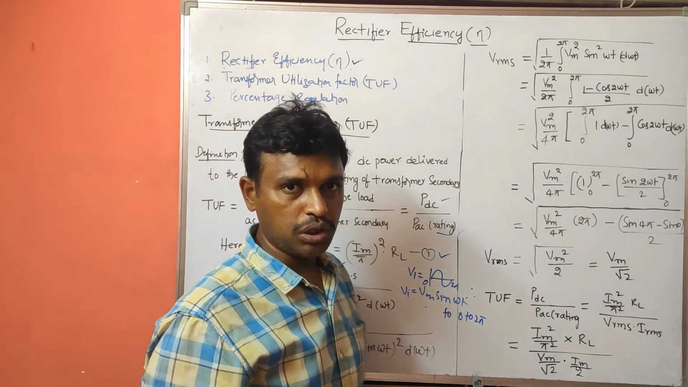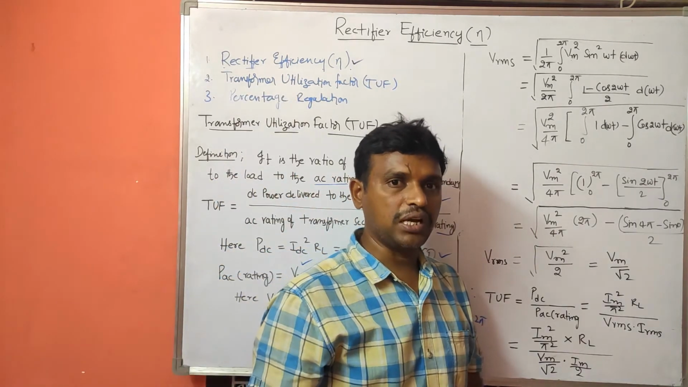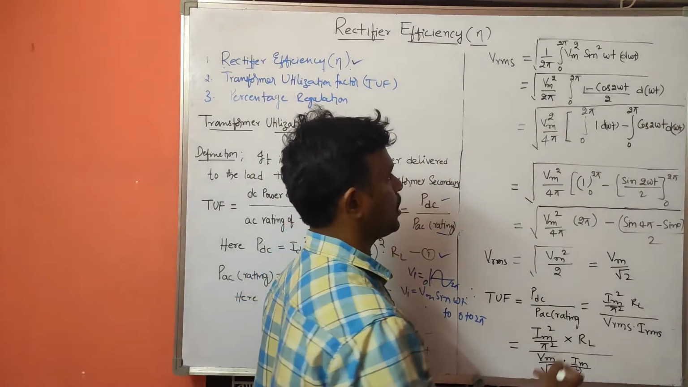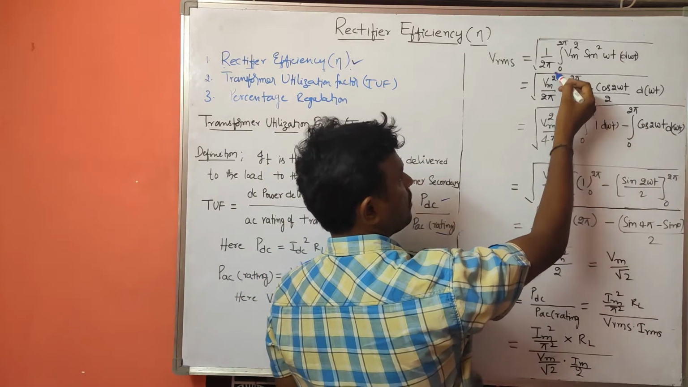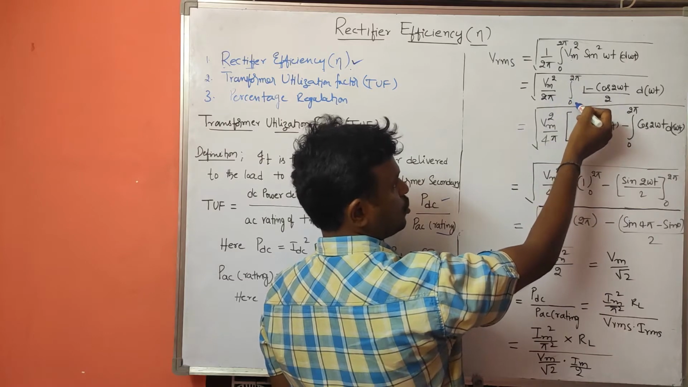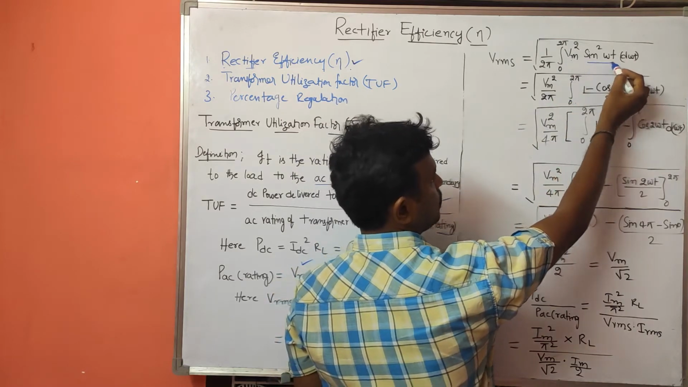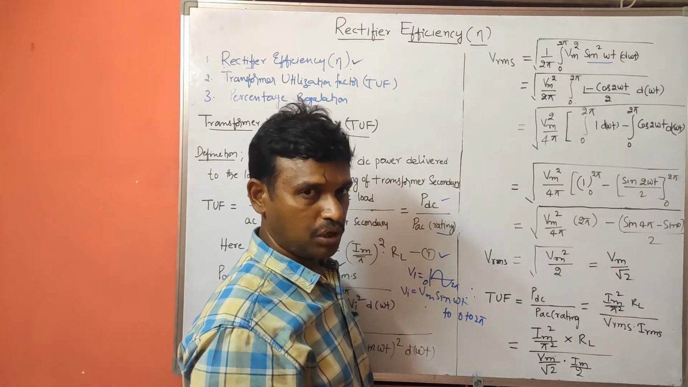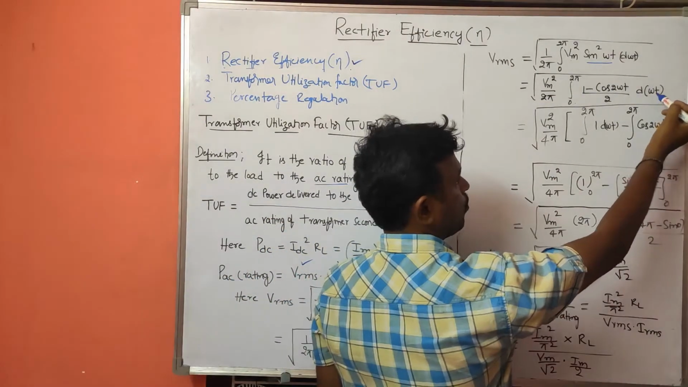Okay, but we know that sin square omega t we can write as (1 minus cos 2 omega t) by 2. So the same thing I have written here, that is Vm square by 2 pi, integral from 0 to 2 pi, and in place of this I am writing (1 minus cos 2 omega t) by 2, multiplied with d omega t.